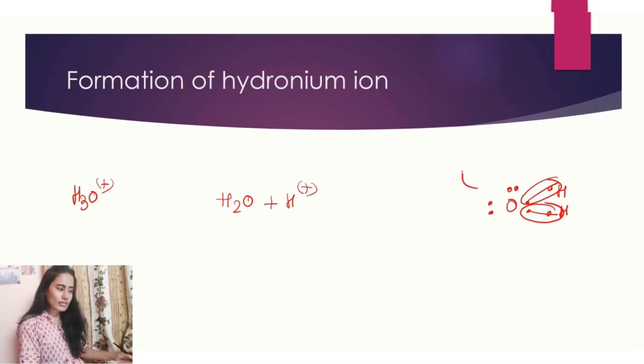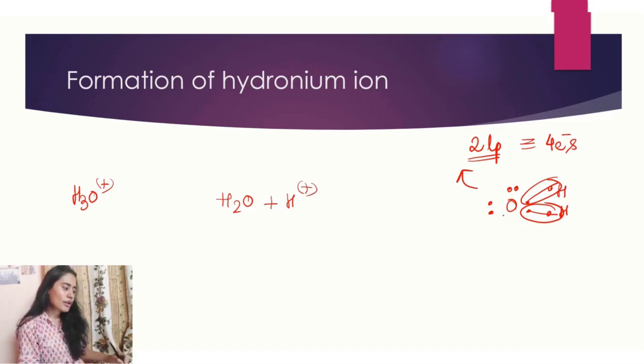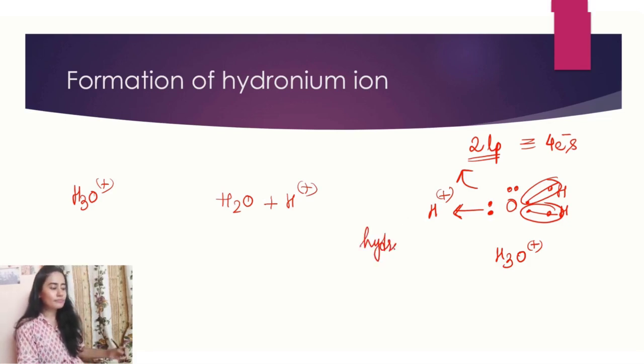The purpose of this is that I can show you how many lone pair. Here there will be 2 lone pair of electrons. 2 lone pair is equivalent to how many electrons? 4 electrons. Okay. Now 2 electrons left. In this condition, water can donate 1 lone pair of electrons to H plus, leading to formation of H3O plus. That's it. So this is your hydronium ion.